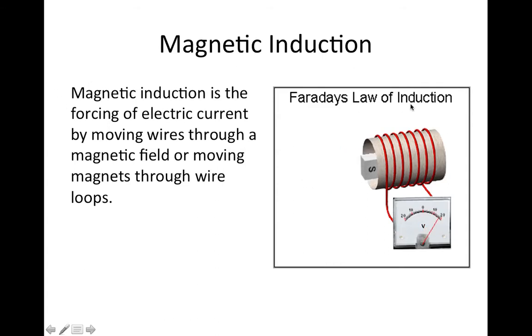So magnetic induction is basically forcing electric current by moving wires through a magnetic field, or you can move a magnet through wire loops. This has a lot of applications, because that means we can generate or induce electricity if all we have is a magnet and some means of moving the magnet. Any electric generator is based on this principle. Anytime you see a big wind generator, or a waterfall with a hydroelectric generator, all of these are just using magnetic induction, and it gives us nice cheap electricity.